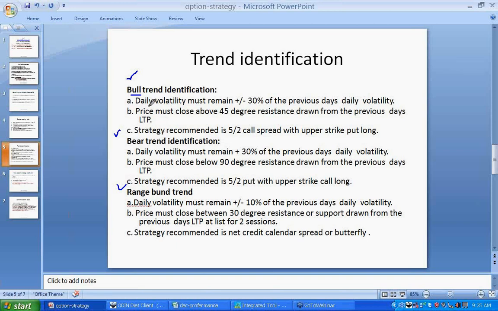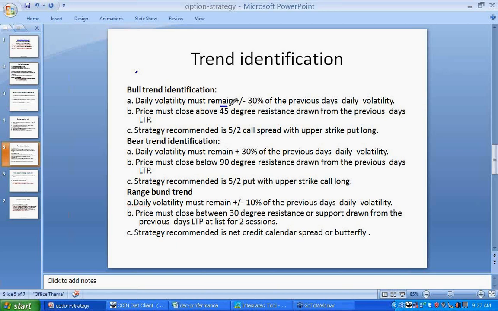In a bullish market trend, the daily volatility must remain plus 30% of the previous day's volatility. That is the first thing. And on a closing basis, the price should close above the 45-degree resistance drawn from the previous day's last traded price, as per the Gann principle. Similarly, you can implement the Fibonacci principle, and the same way the Elliott principle, for the bull trend, bear trend and range bound trend. Beyond these three trends, there is no other trend.